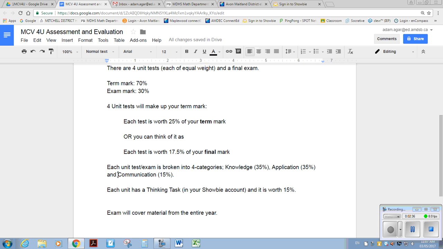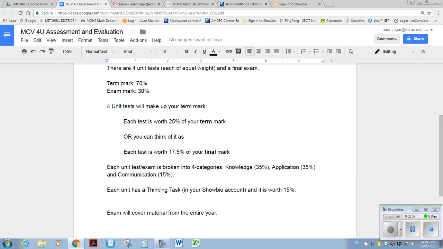Communication, what I do is I look at your entire test. I make sure you've used proper vector signs, proper derivative signs, etc., etc. So I'm looking for communication. Have you done your therefore statements? And that category is worth 15%. So when I send a unit test, those three categories will be what I'm marking.